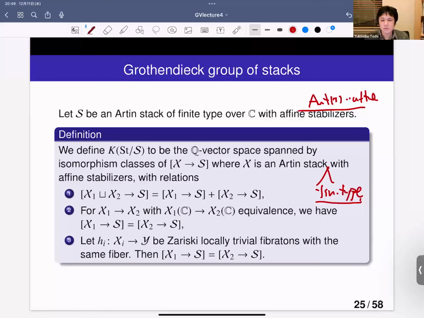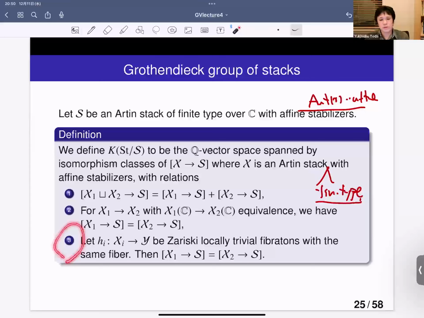The fine stabilizers and satisfying some relations. So these are reasonable conditions, which are similar to the ones that appeared in the quadratic group of varieties. For example, for the disjoint union, I take the sum of these classes. And also, if there is an equivalence of groupoids, then for each geometric point they must have the same class.